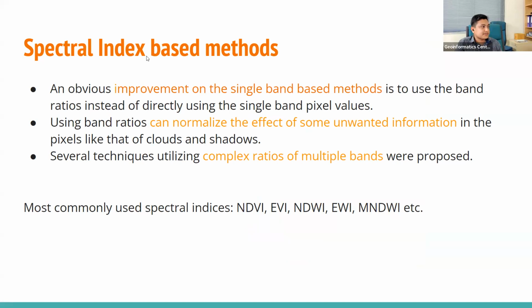The other one is the spectral index based method. This is an improvement over the single band based method we discussed earlier. The concept is that we can use band ratios, which can normalize the effect of unwanted information in pixels, like clouds and shadows. So this can eliminate some of the issues present in the single band based method. There are several techniques nowadays which have been proposed for utilizing complex ratios of multiple bands to derive the surface water. The most commonly used spectral indices are NDVI, EVI, NDWI, EWI, and MNDWI. Some of them we already calculated yesterday, and some of them we will do today.